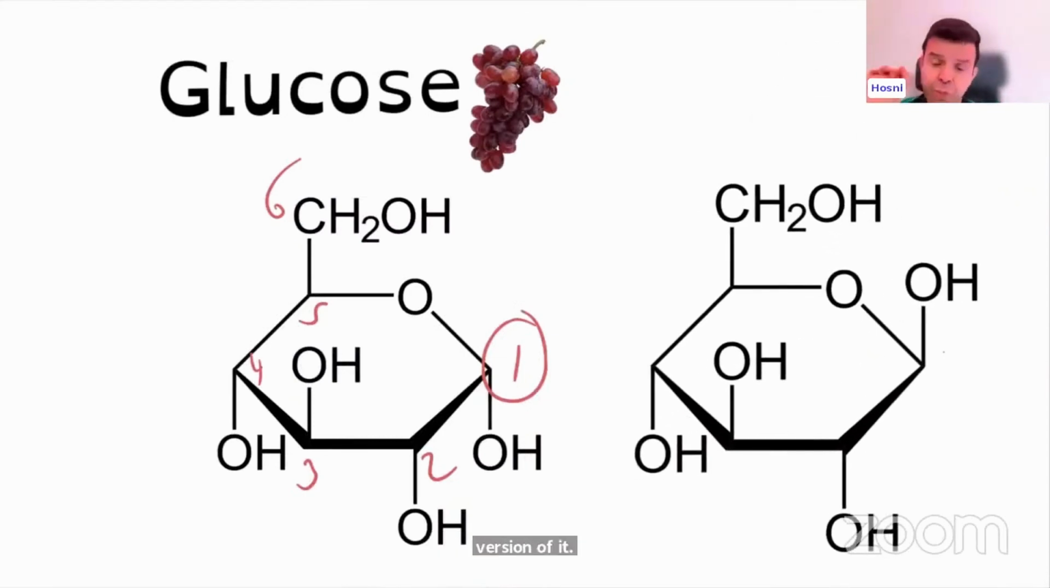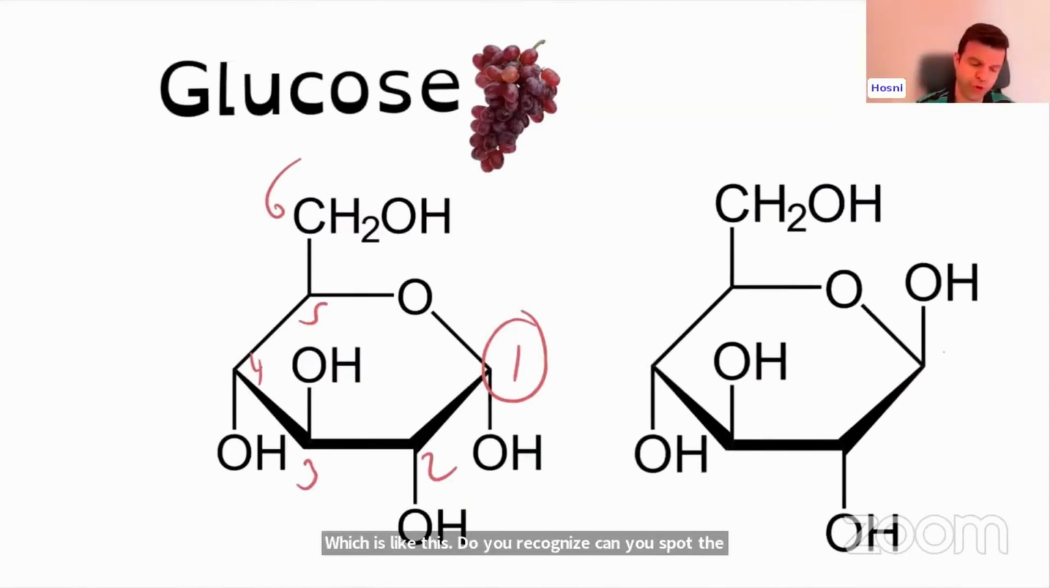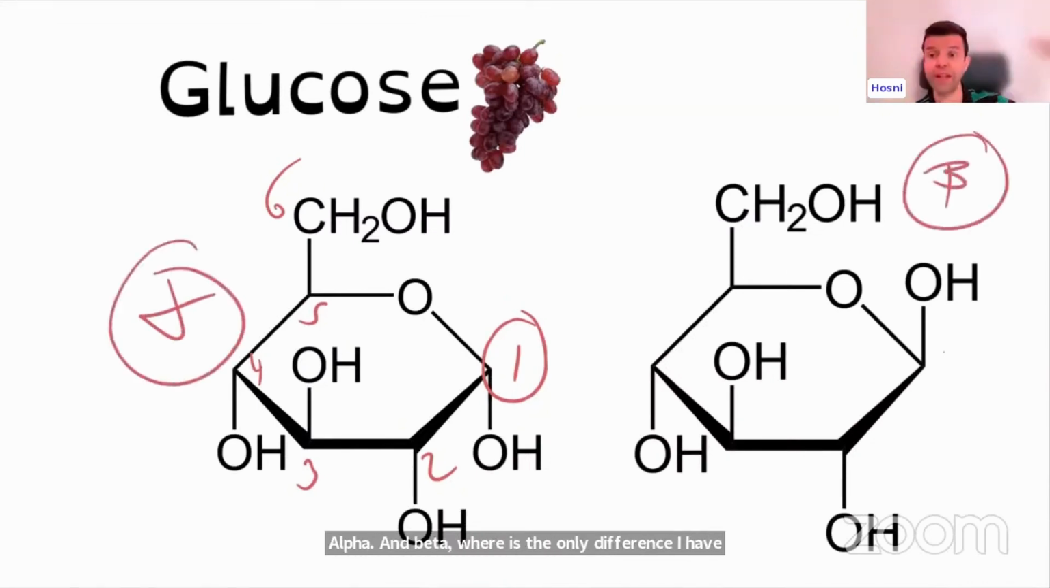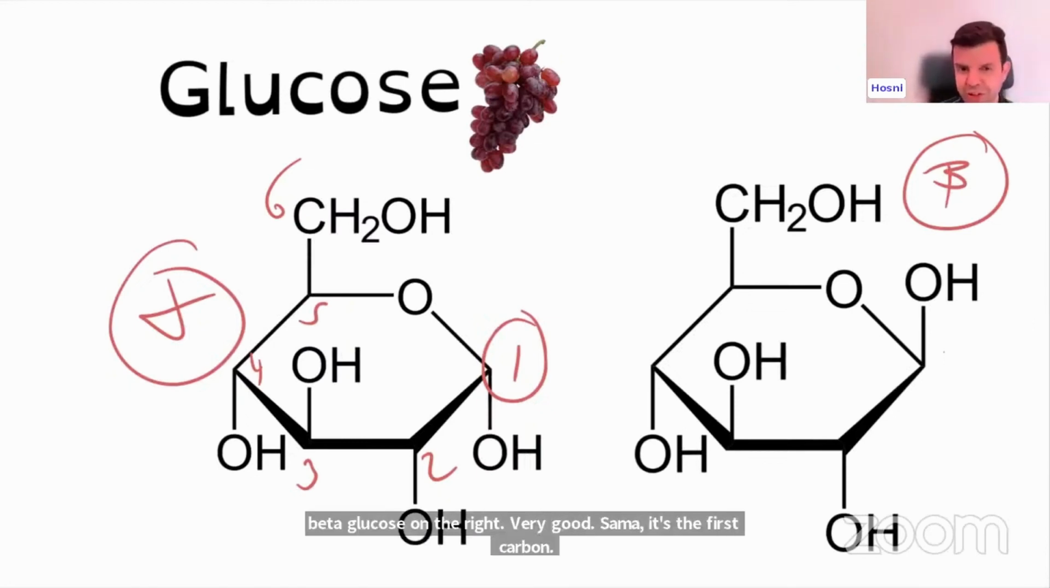Can you spot the only difference between this glucose on the left, which I'm going to call alpha, and beta? Where's the only difference between alpha glucose on the left and beta glucose on the right? Very good, Sama. It's the first carbon. So carbon number one makes a big difference.